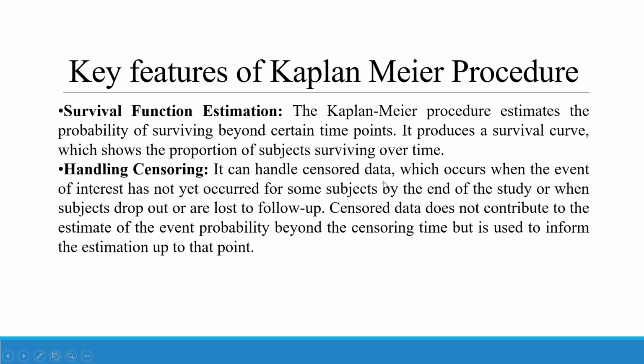I'll request all my viewers to kindly refer to my previous video on survival analysis life tables to understand the concept of event and censored data. So it can handle censored data, which occurs when the event of interest has not yet occurred for some subjects by the end of the study, or when subjects drop out or are lost to follow-up. Censored data does not contribute to the estimate of the event probability beyond the censoring time, but is used to inform the estimation up to that point.